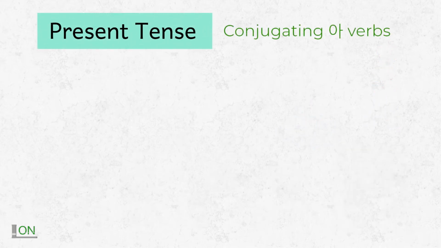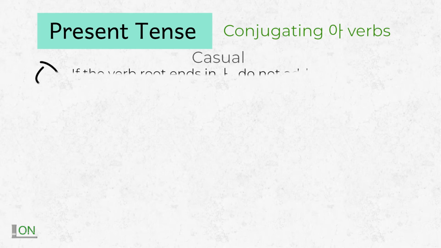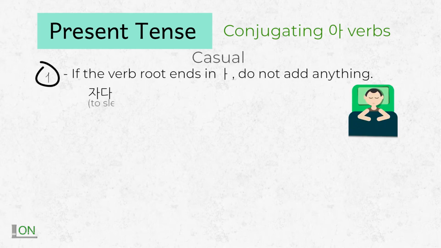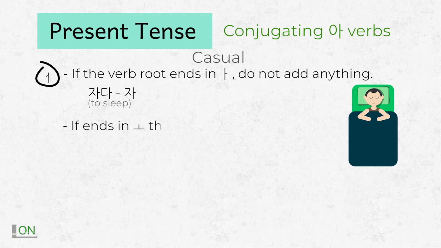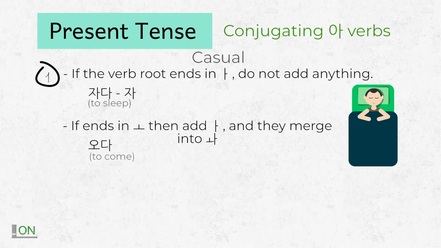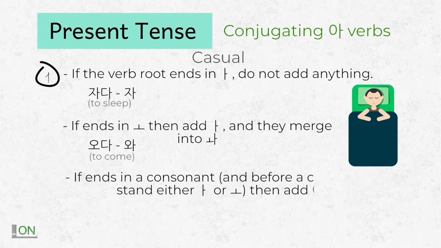So now let's look at each form of speech: casual, polite, and formal, closer. We'll start with casual. If the verb root ends in a, do not add anything. 자다, to sleep, it'll be 자. We saw the previous example of 가다, ka, it'll be the same. If it ends in o, then add a and they merge into wa. For example, 오다, to come, it'll be wa. We saw in the previous slide the similar word 보다, it'll be 봐. If it ends in a consonant and before the consonant stands either a or o, then add a. For example, 살다, to live, 살아.